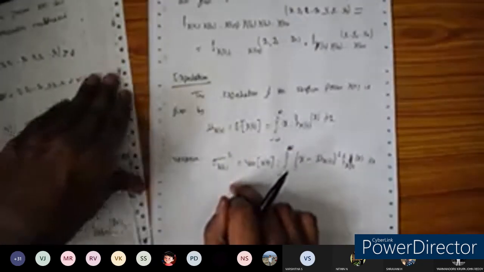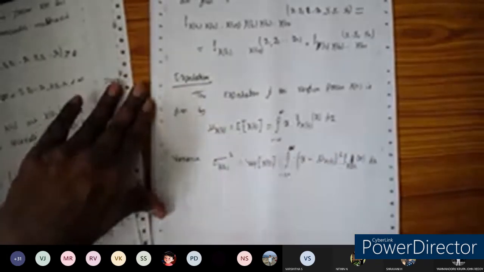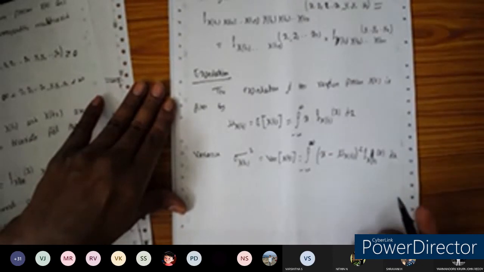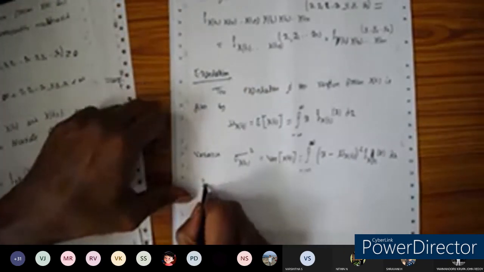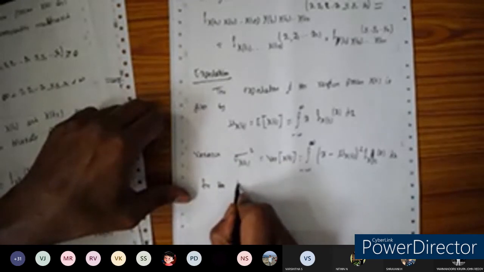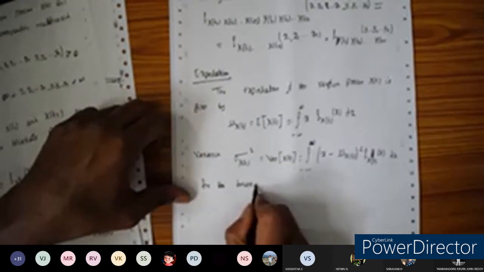Similarly, for two random variables, we can call it the expectation. For the two random processes, let us take the expectations. That one you're going to call the expectation of the correlation. If you consider two bivariate random processes, that is called a correlation. Let us take the bivariate random process.